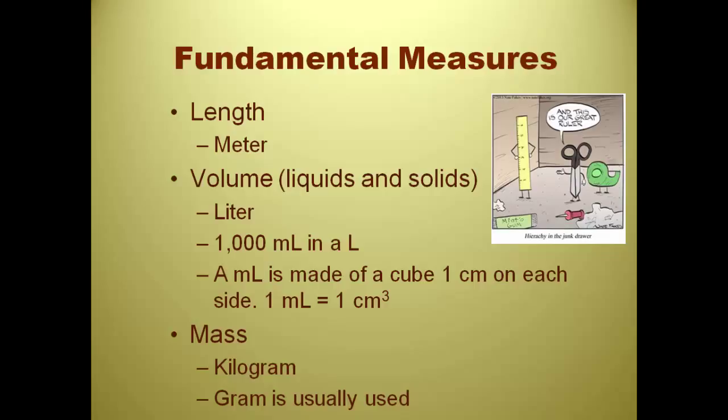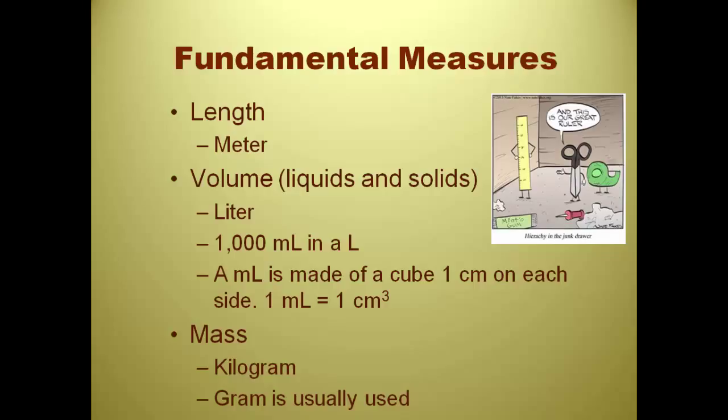So first, let's talk about the units of each. Length is measured in the meter. If we're talking about ruler size distances, that's going to be centimeters. And volume is measured in liters. This can be the volume of liquids or solids.